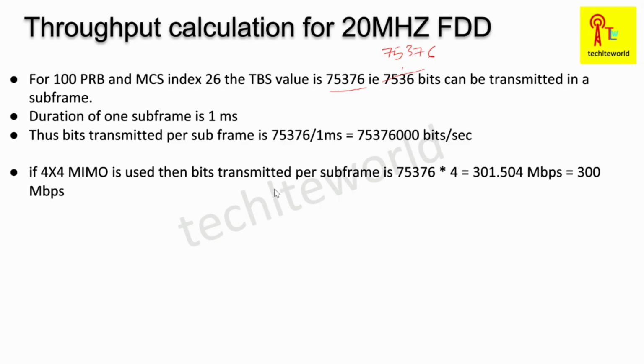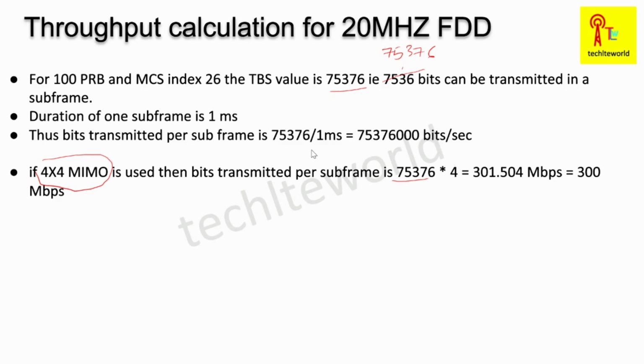Now if you consider the factor of the MIMO configuration, or you can say the antenna configuration, here we have considered the antenna configuration of 4 cross 4, right? So if we multiply this value 75376 with 4, it gives us around 301.504 Mbps, which is approximately 300 Mbps. It means that both of these methods, the method which we used earlier and the method which we use now, have given us the same throughput value, that is 300 Mbps, right?